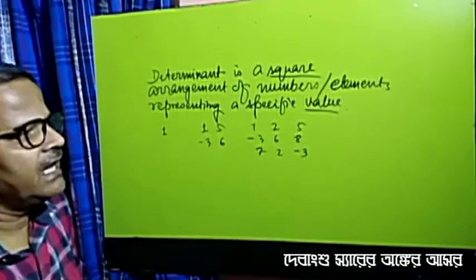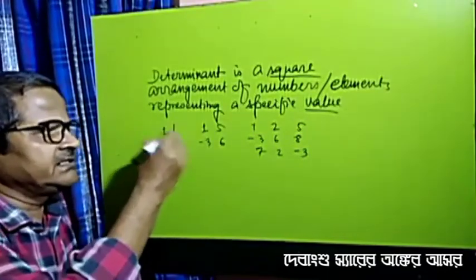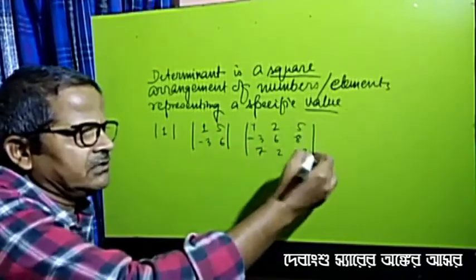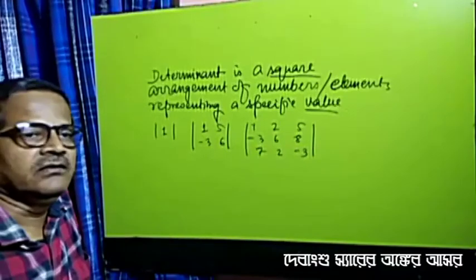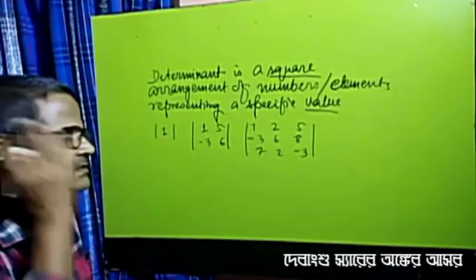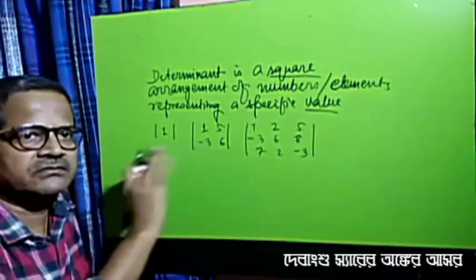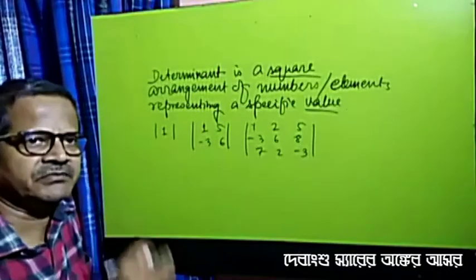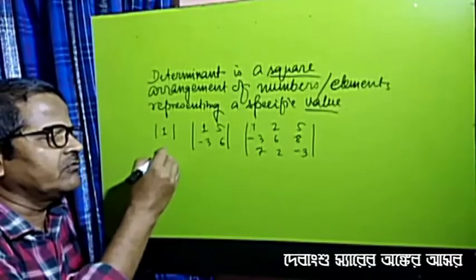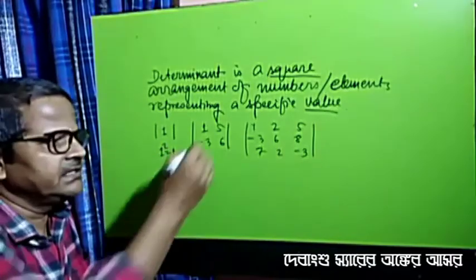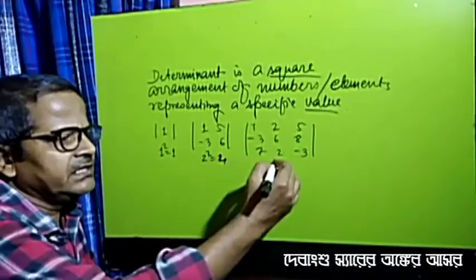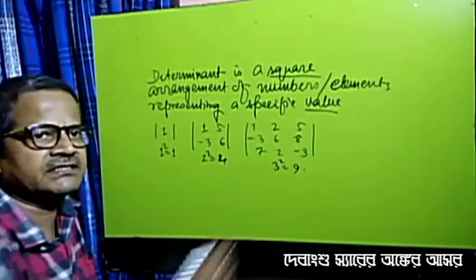Like this. And we write these arrangements within two parallel lines, bounded by two parallel lines, not modulus. For one element, you may mix it up with modulus, but this is not modulus. From the question, you have to understand whether it represents modulus or determinant. So in this case, there is one square, that is one element. In this arrangement, there are two square, that is 4 elements. Here it is 3 square, that is 9 elements.